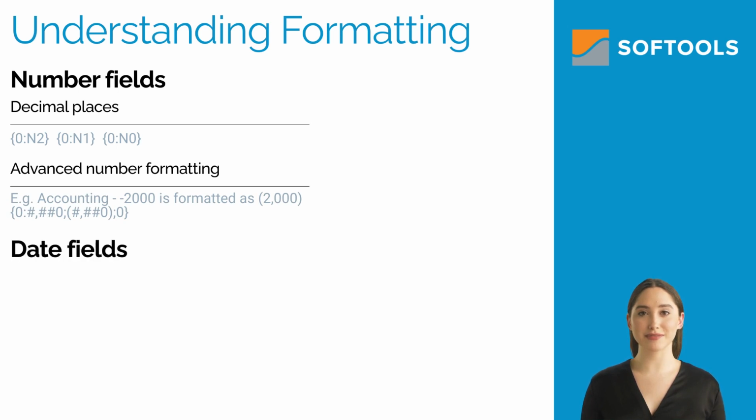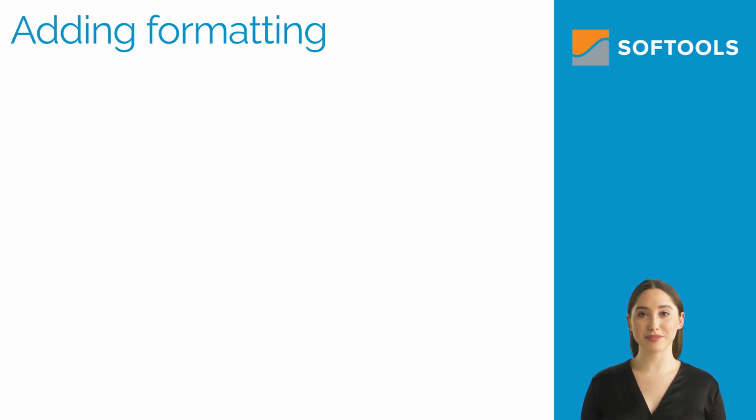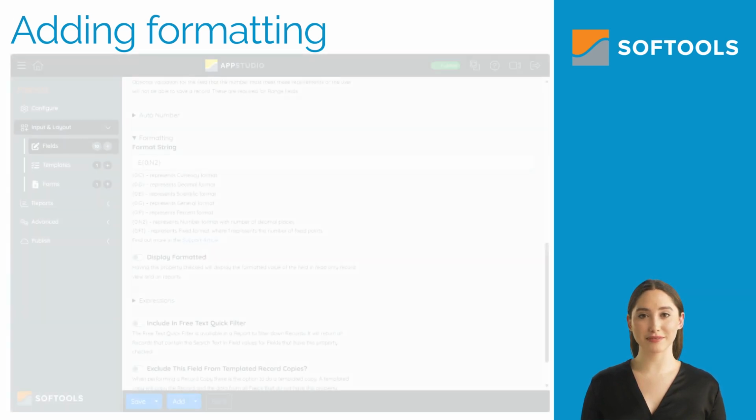Date fields. Formatting allows you to display dates in a specific way, such as just showing the year, month or date, or changing the order of this. To show a simple month then year format, it is 0, Y. For a long date format, use the 0, capital D. There are more options for date and number formatting in our support article. Formatting is available for specific types of fields, specifically number, date, and date time fields.